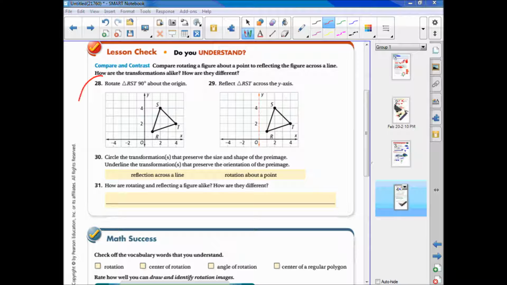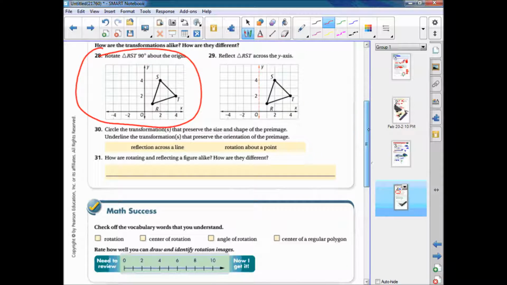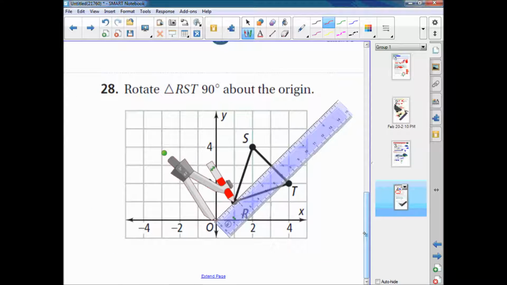How are the transformations alike and how are they different? So we're going to rotate this one first, and I'm going to do it down here and then move my points back up because I need it a little bigger for the smartboard. All right, so here it is. We're going to rotate RST 90 degrees about the origin.